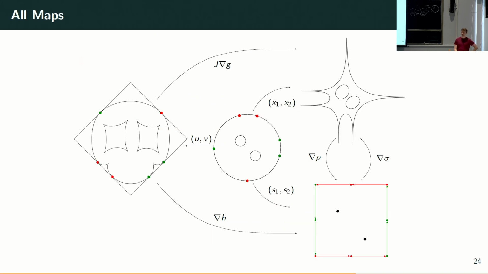Okay, but going back to our favorite picture, I have added another two arrows right here, this one and this. So it turns out that the gradient of H goes here, and the gradient of G just goes to the amoeba. And in some sense, this is an extension of the Legendre duality that we have between the amoeba and here. We extend that to the liquid region of the dimer.